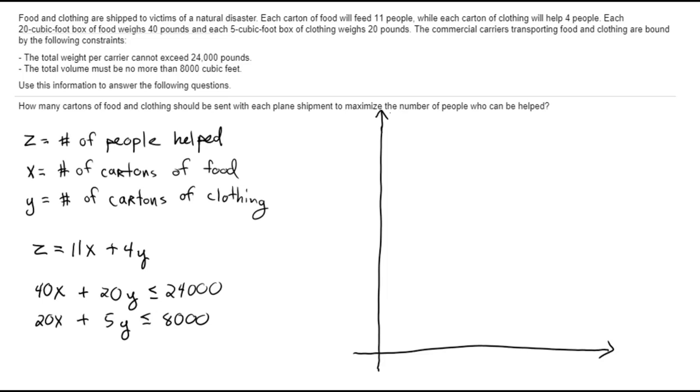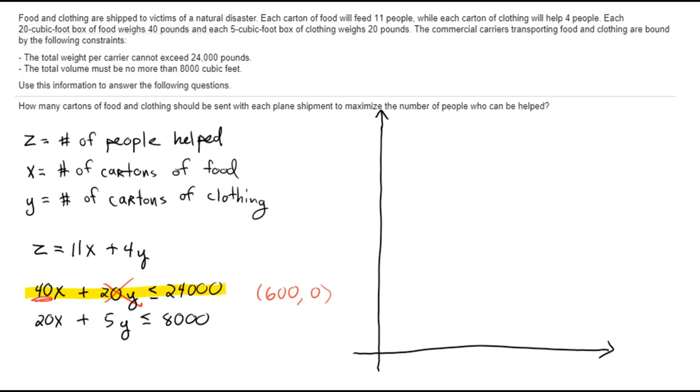Okay, so to graph this, because of these crazy numbers on the constraints, what I'm going to do is find the x and y intercept for each of those lines. So we'll just work on graphing this first constraint first. To find the x-intercept, I plug a 0 in for y. Doing that zeroes out my y term, and so to solve for x, I just need to divide both sides by 40. When I do that, I get that x equals 600. So in other words, my x-intercept is the ordered pair 600, 0.